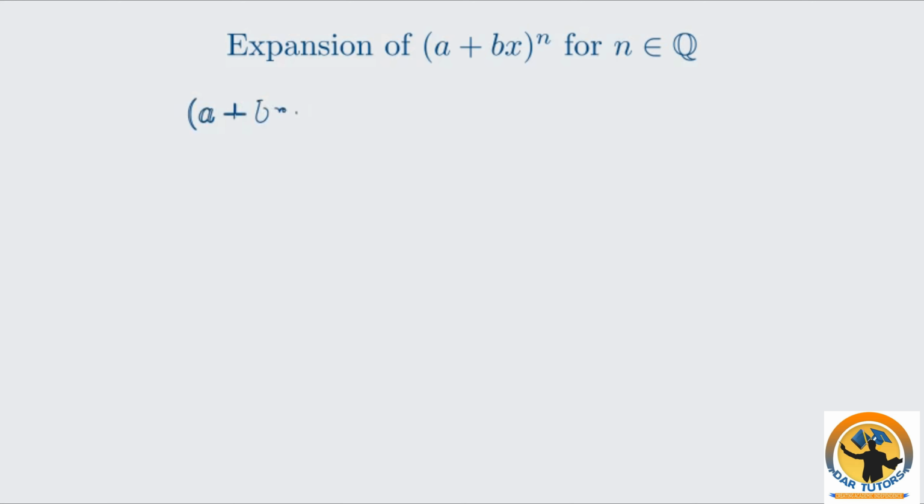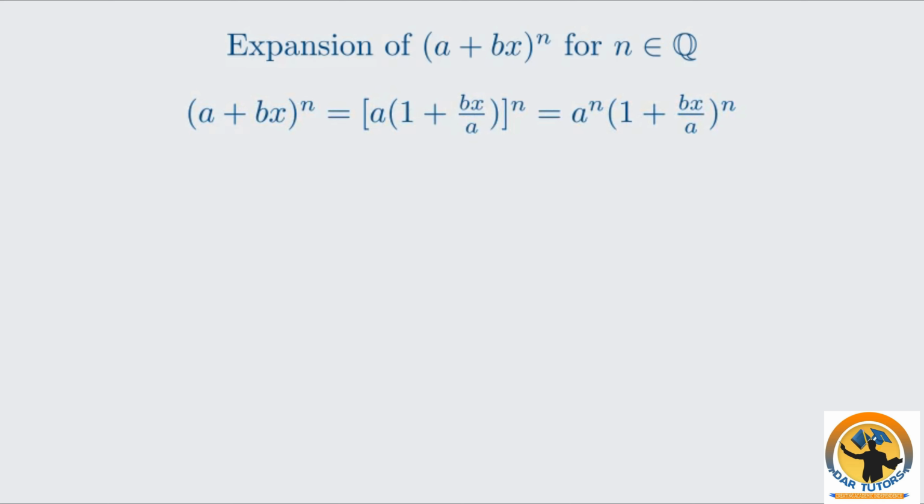We'll expand (a + bx)^n. Our goal is to expand (a + bx)^n, where n is a rational number. The key is to manipulate the expression to fit the (1 + x)^n form. We can do this by factoring out a. We factor out a from the bracket, which gives us a^n times (1 + bx/a)^n.